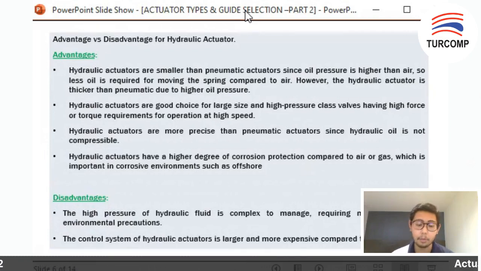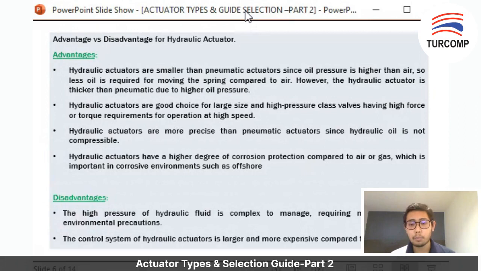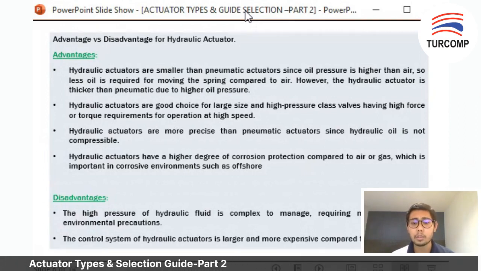As mentioned by Donald before, we will have a lot of parts and components for a hydraulic actuator. We're going to have a motor, a reservoir and so on. So this requires more space. So for a compact area, these are not recommended.